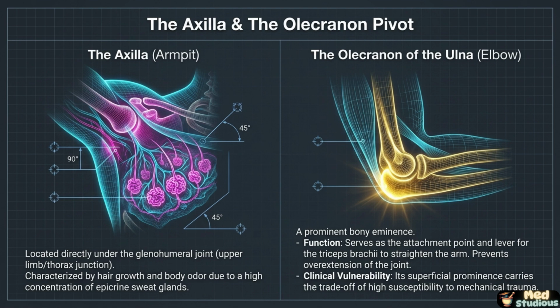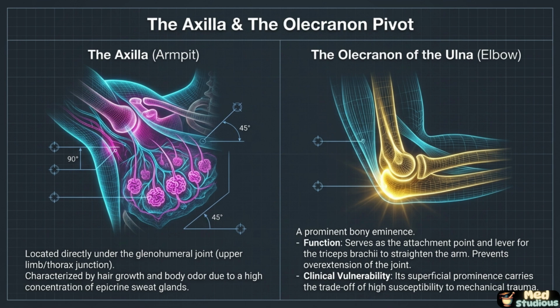2 anatomically distinct regions of the upper limb deserve special attention for their clinical relevance. The axilla, commonly called the armpit, is located directly beneath the glenohumeral joint at the junction between the upper limb and the thorax. It is characterized by its high concentration of apocrine sweat glands, producing its typical features of hair growth and body odor. But clinically, the axilla is far more significant as the region through which the major neurovascular structures of the upper limb pass, the brachial plexus and axillary vessels, and as the primary site of axillary lymph node drainage, critical in breast cancer staging.